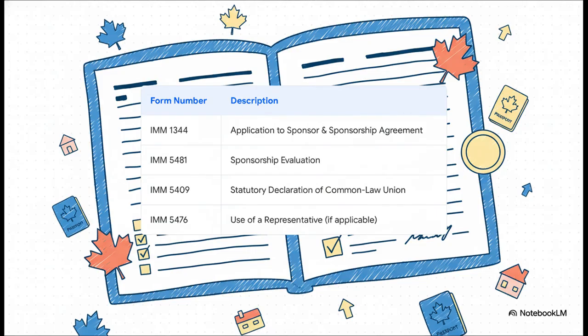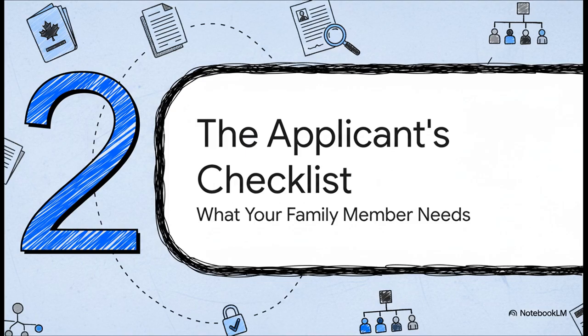And that brings us to the real meat of your application, the official forms. That IMM 1344 you see there, that's the big one. It's the sponsorship agreement, where you legally promise to support your family member. You've got to treat these forms like the serious legal documents they are, because, well, they are. Accuracy is everything here.